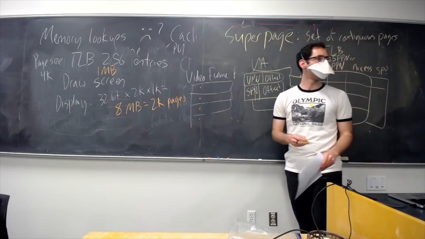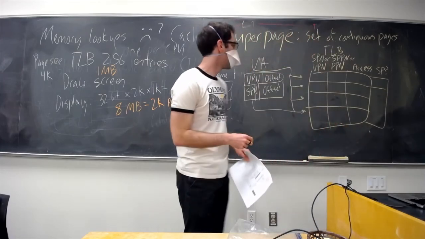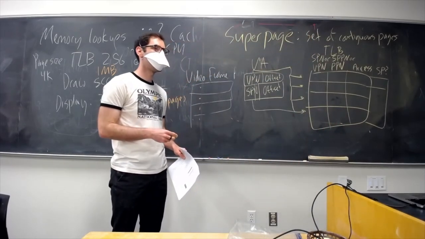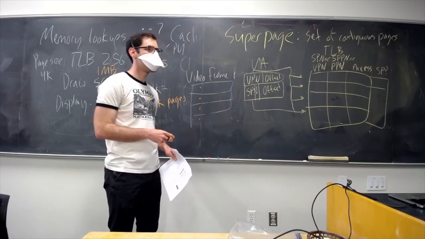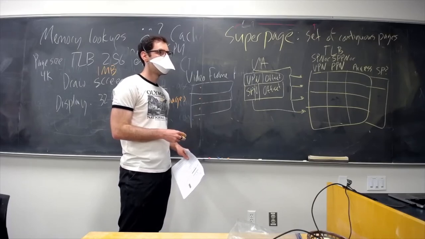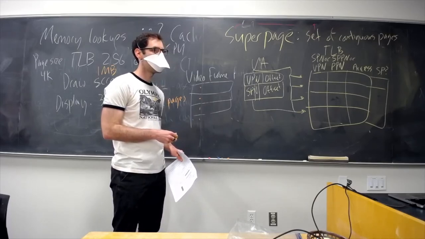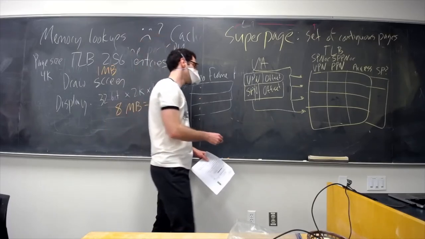So if our video frame buffer was not a multiple of the super page, or of the page number size, I guess, then you could have part of it that wouldn't be in the super page, I'm wondering?